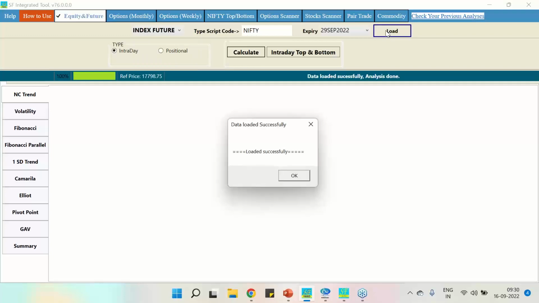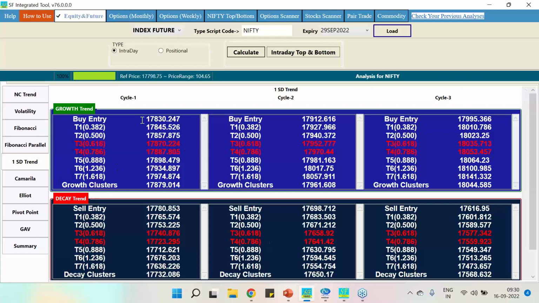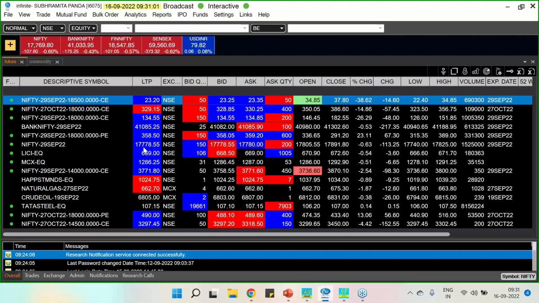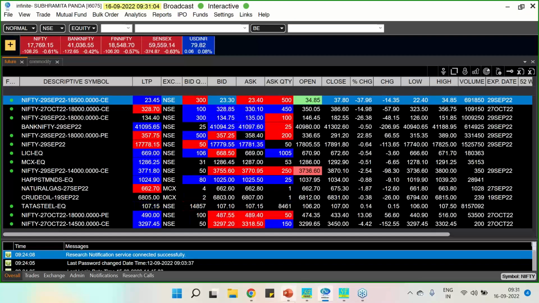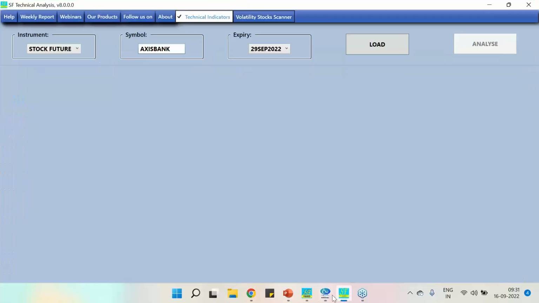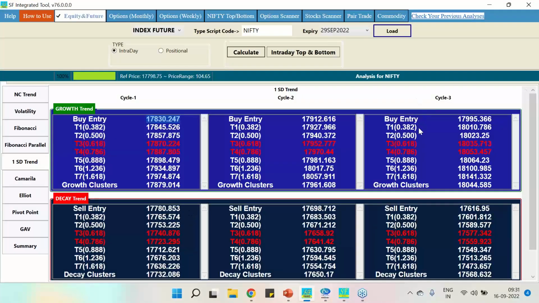So first we'll start with the 1SD, and here the 1SD calculation says that above 17,830 we should buy Nifty future, and below 17,780 we should sell Nifty future, and currently Nifty future is at 17,780. So it is at a sell entry level. Now once we are analyzing, this 17,780 level is a sell entry level.